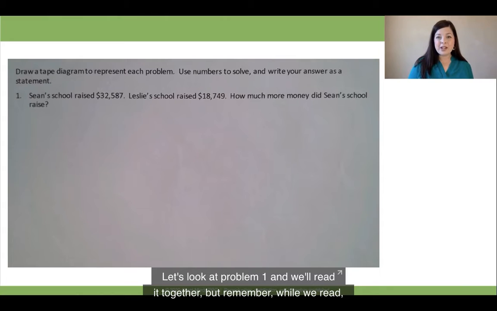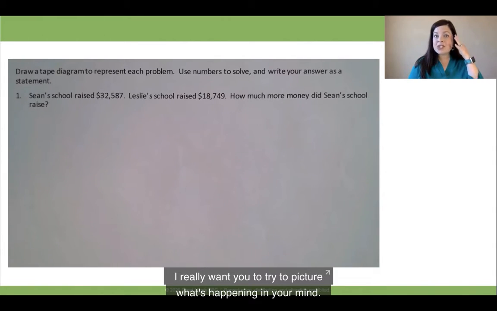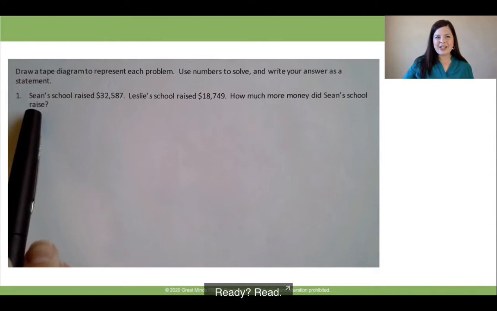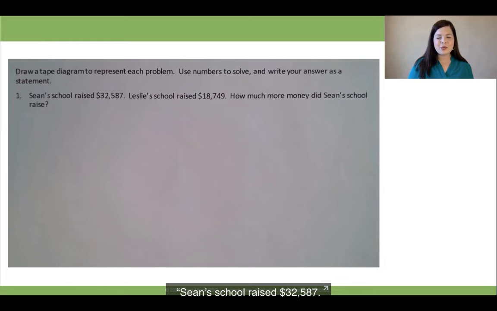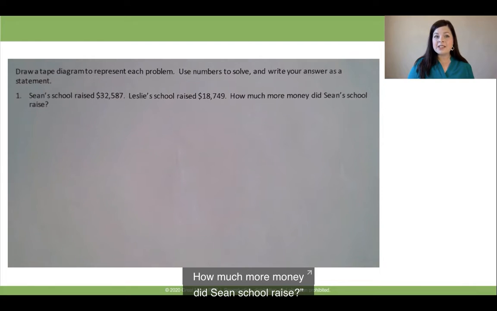Let's look at problem 1 and we'll read it together. But remember, while we read, I really want you to try to picture what's happening in your mind. Ready? Read. Sean's school raised $32,587. Leslie's school raised $18,749. How much more money did Sean's school raise?